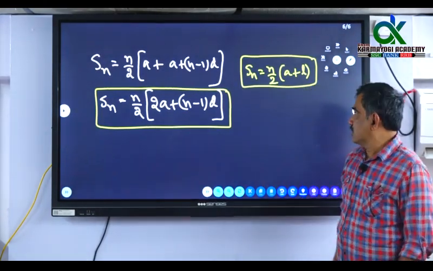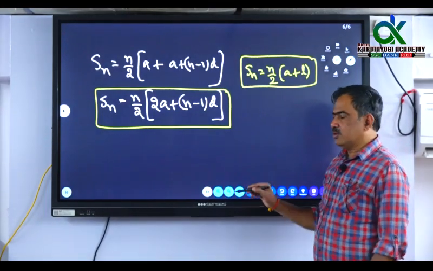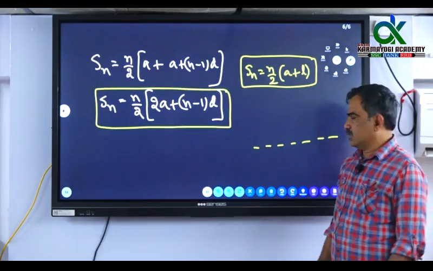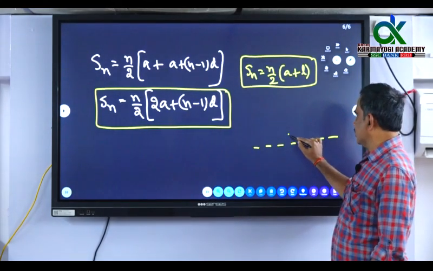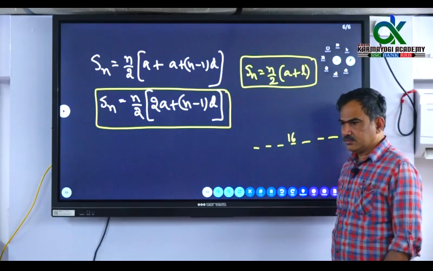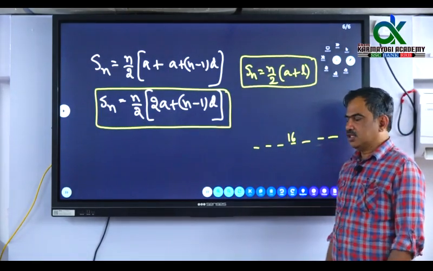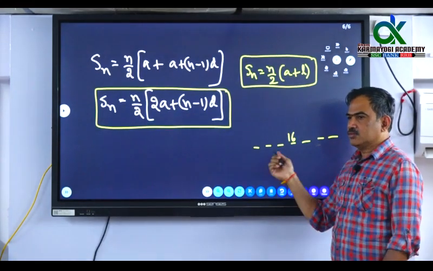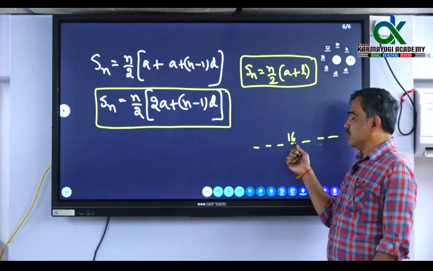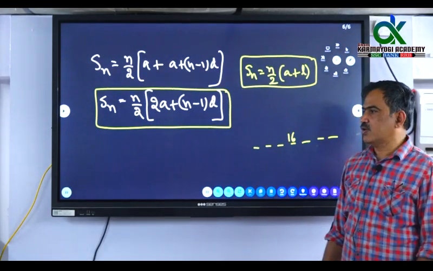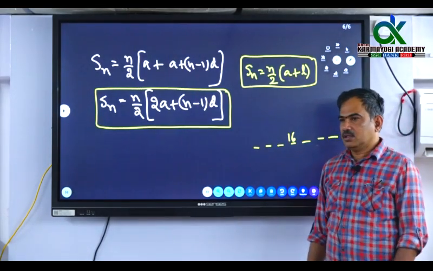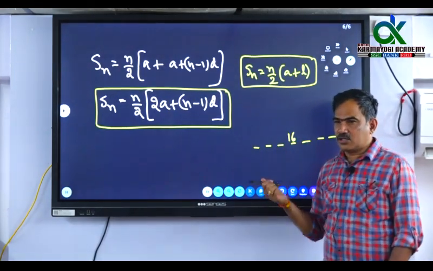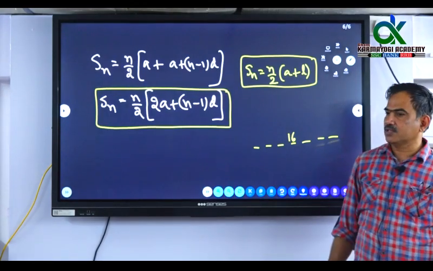Okay. Here sometimes the question will be like this. There are 5 terms or 7 terms. In these 7 terms, the middle term is, let it be 16. Middle term is 16. If all the terms are in AP and the middle term is given as 16, then what is the sum of all the terms? Here a is not known, d is not known, even the last term is also not known. Then how to find the sum of n terms?